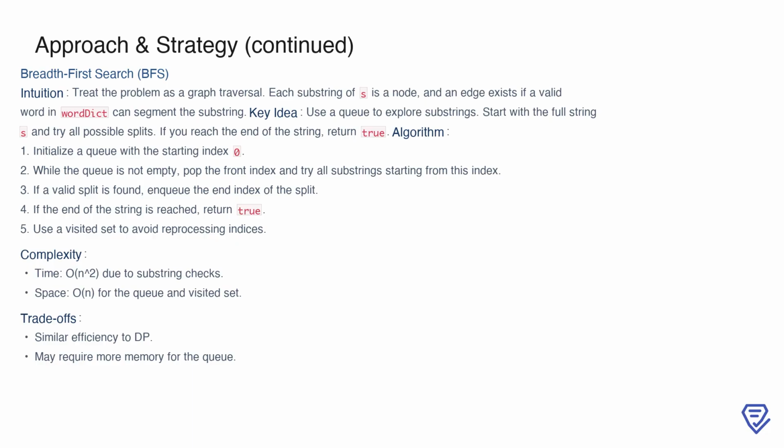This method has a time complexity of O(n squared), similar to the DP approach, as we are still examining substrings, and it requires O(n) space to maintain the queue and visited set. While BFS provides an alternative with comparable efficiency to DP, it often consumes more memory due to the additional data structures and can be slightly more complex to implement.